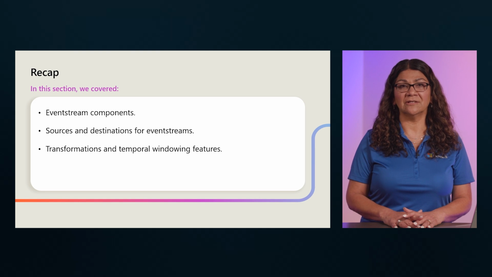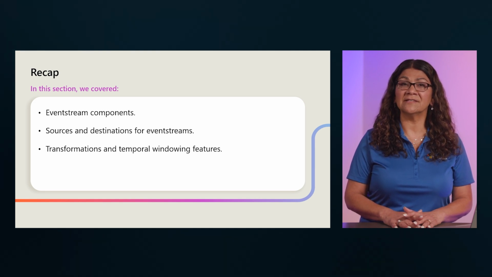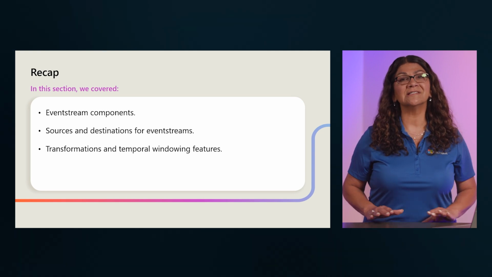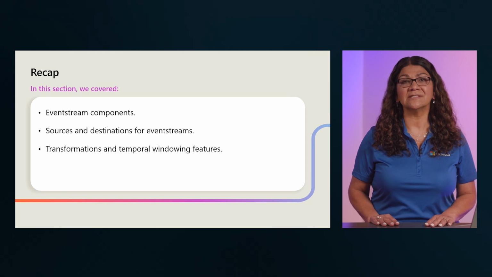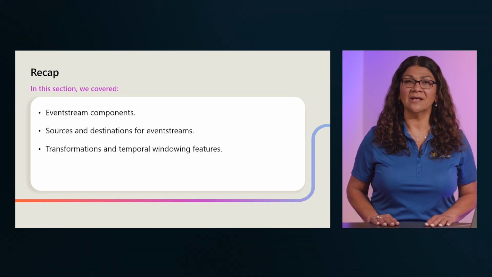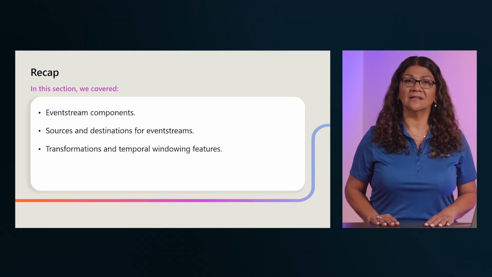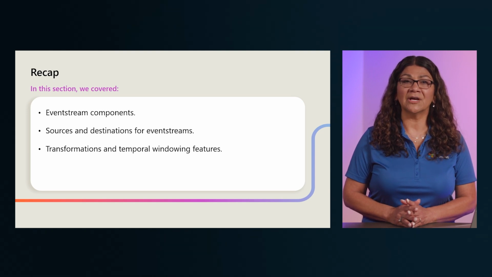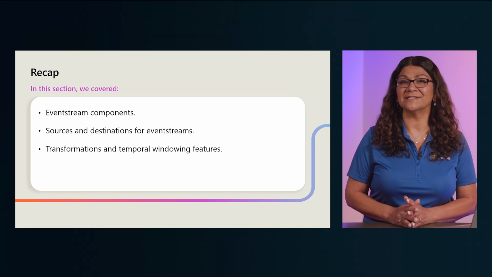To recap this section, we reviewed the components of event stream sources, transformations, and destinations. We also discussed the different sources that can be used for an event stream and destination, along with a few use cases. Lastly, we looked at the 6 event stream transformations. We defined temporal windows and the 5 temporal windows: tumbling, sliding, session, hopping, and snapshot. For further information on how to use real-time event streams in Microsoft Fabric, please see the link here.